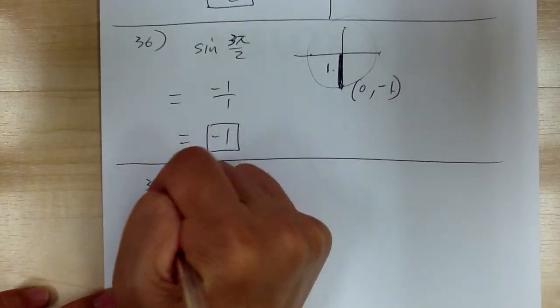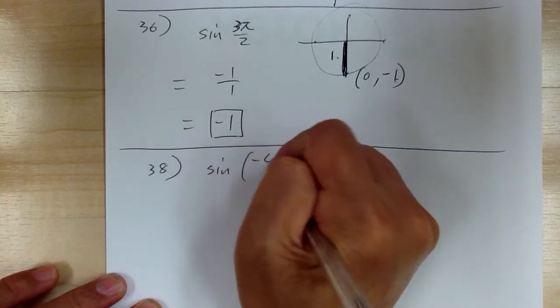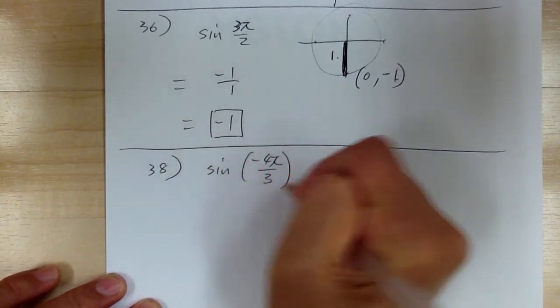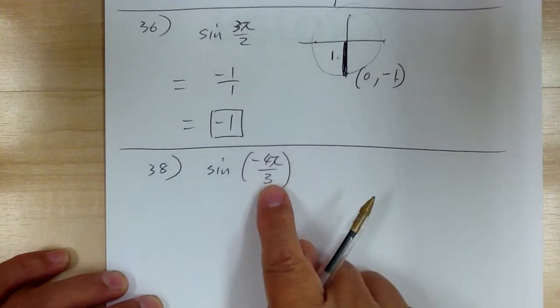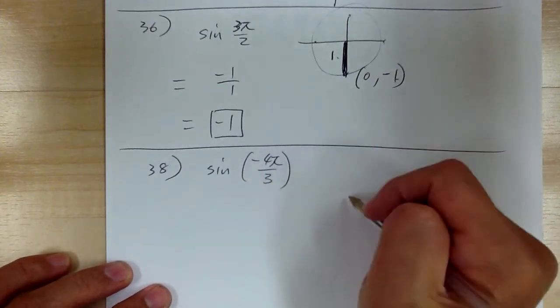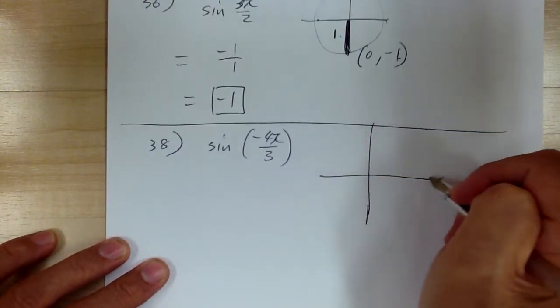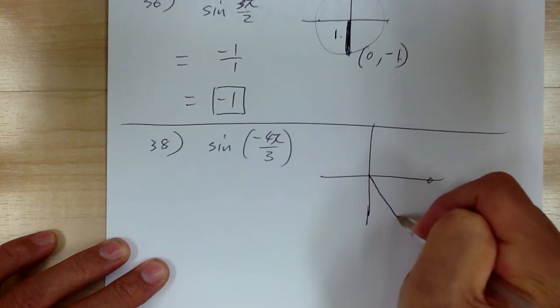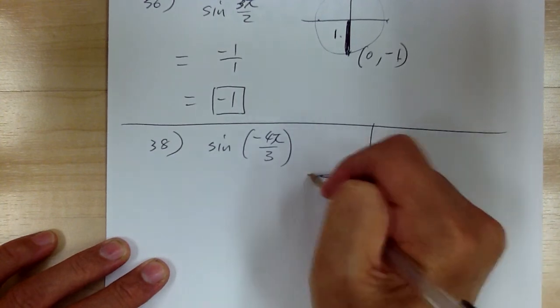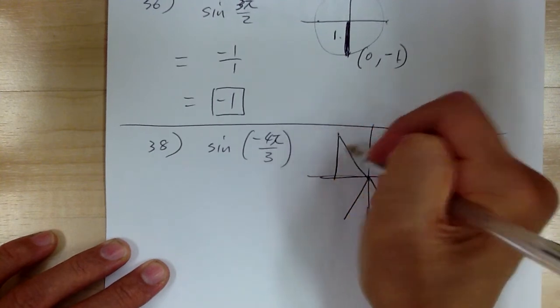Okay, let's go to 38. Sine of negative 4 pi over 3. Again, if you don't like that, you can add 2 pi. Okay, so it becomes 2 pi over 3. Or you can just make sure you know how to count these. Okay, so start from 0, so you get negative 1 pi over 3, negative 2 pi over 3, negative 3 pi over 3, negative 4 pi over 3. Okay, so it's going to be right over here.